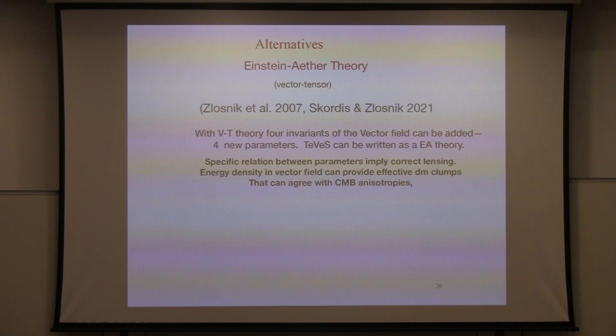That is basically because you can eliminate the gravitational metric as a physical metric, and you're left only with the physical metric. So it's a one-metric theory. Moreover, the energy density of the vector field can provide the effective dark matter lumps, and this can agree with the CMB anisotropies, a major achievement by Skordis and Zlosnik. And we'll hear more about that too, I suppose, in the meeting.